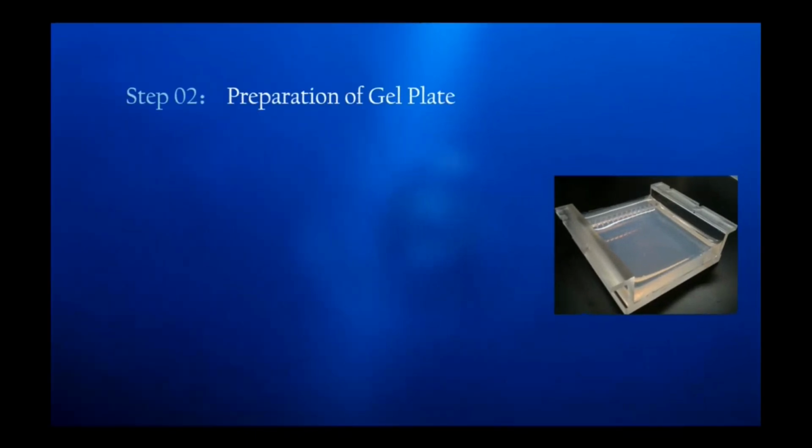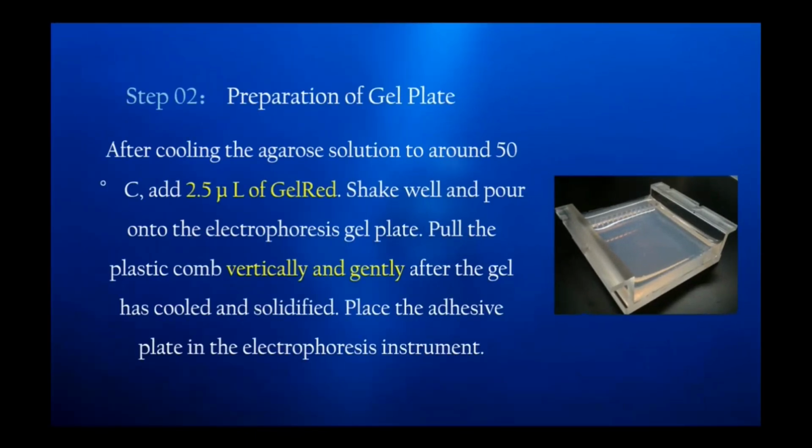Step 2. Preparation of gel plate. After cooling down the agarose solution to around 50 degrees Celsius, add 2.5 microliters of GeneRad. Shake well and pour onto the electrophoresis gel plate. Pull the plastic comb vertically and gently after the gel has cooled and solidified. Place the gel plate in the electrophoresis instrument.